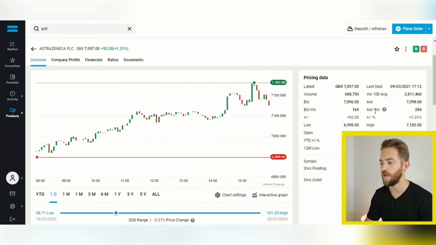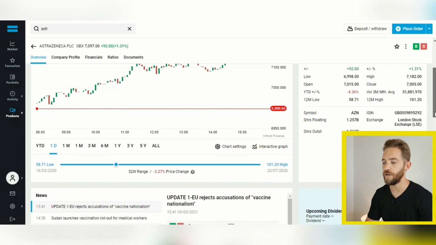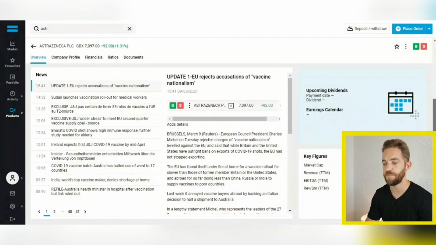On the right hand side, a little bit of pricing data, volume, bid, ask, etc., but you won't really need that. This is really useful below. You have a news feed here. This is specific to this company. So it's been through all the news from the home page and it pulls out anything specific to AstraZeneca. So very useful for staying up to date with companies that you invest in.